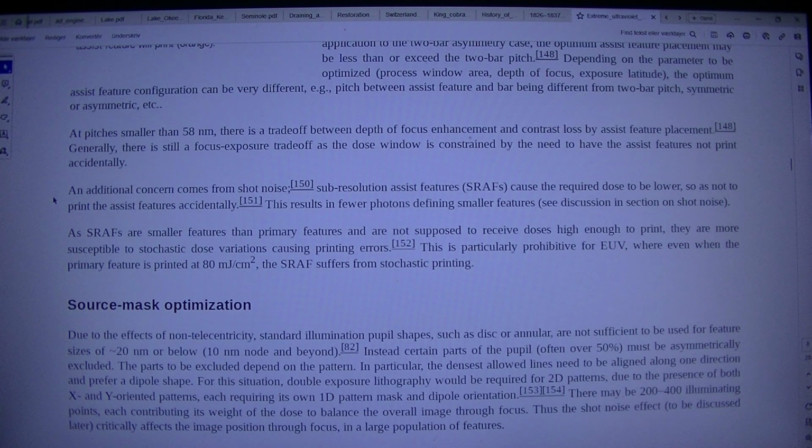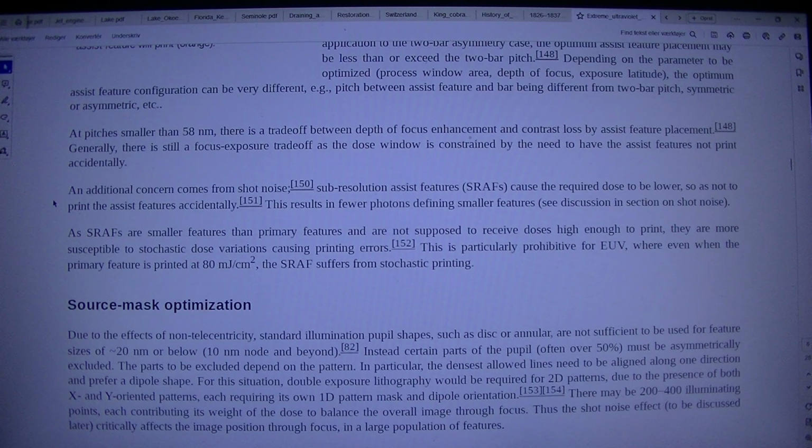Instead, certain parts of the pupil, often over 50%, must be asymmetrically excluded. The parts to be excluded depend on the pattern. In particular, the densest allowed lines need to be aligned along one direction and prefer a dipole shape. For this situation, double exposure lithography would be required for 2D patterns, due to the presence of both X and Y-oriented patterns, each requiring its own 1D pattern mask and dipole orientation.